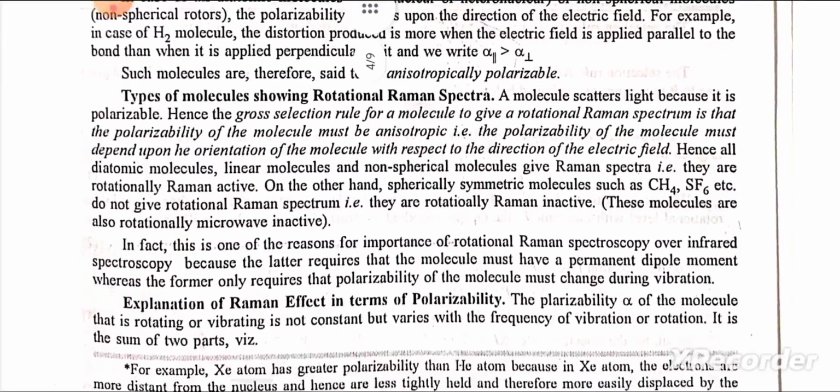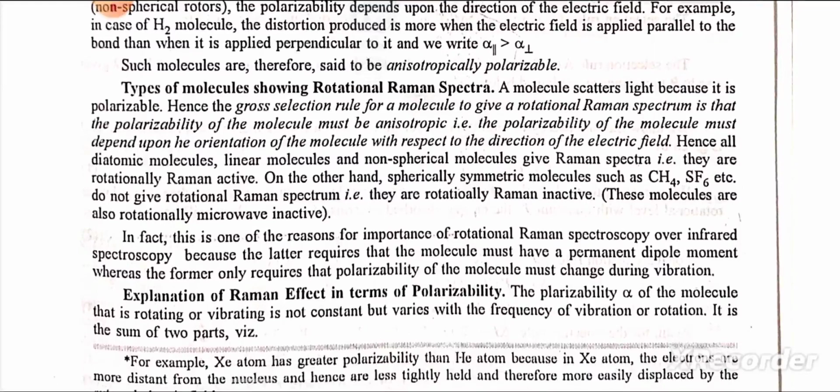Types of molecules showing rotational Raman spectra. A molecule scatters light because it is polarizable. Hence, the gross selection rule for a molecule to give a rotational Raman spectrum is that the polarizability of the molecule must be anisotropic. That is, the polarizability of the molecule must depend upon the orientation of the molecule with respect to the direction of the electric field. Hence, all diatomic molecules, linear molecules, and non-spherical molecules give Raman spectra, that is, they are rotationally Raman active.